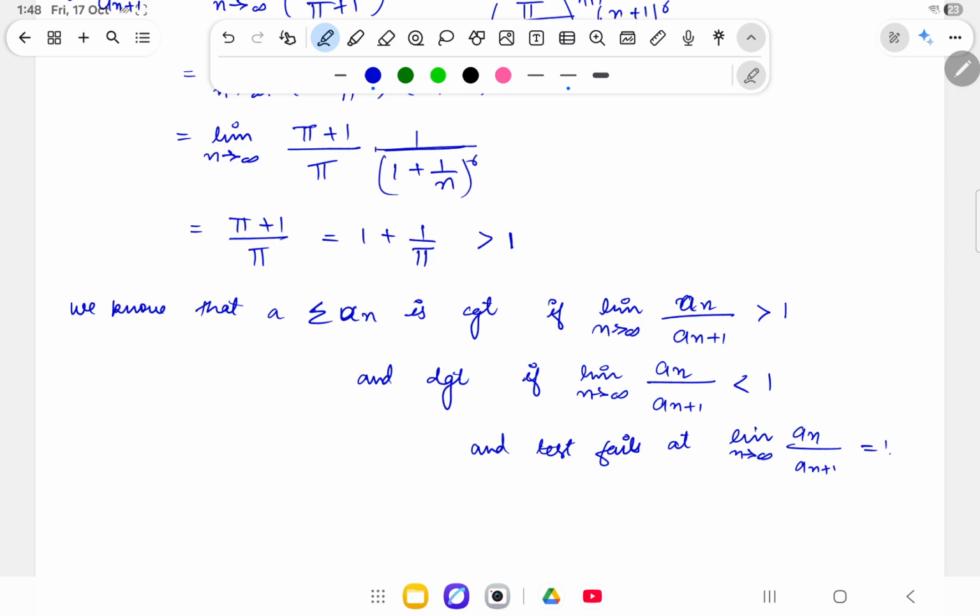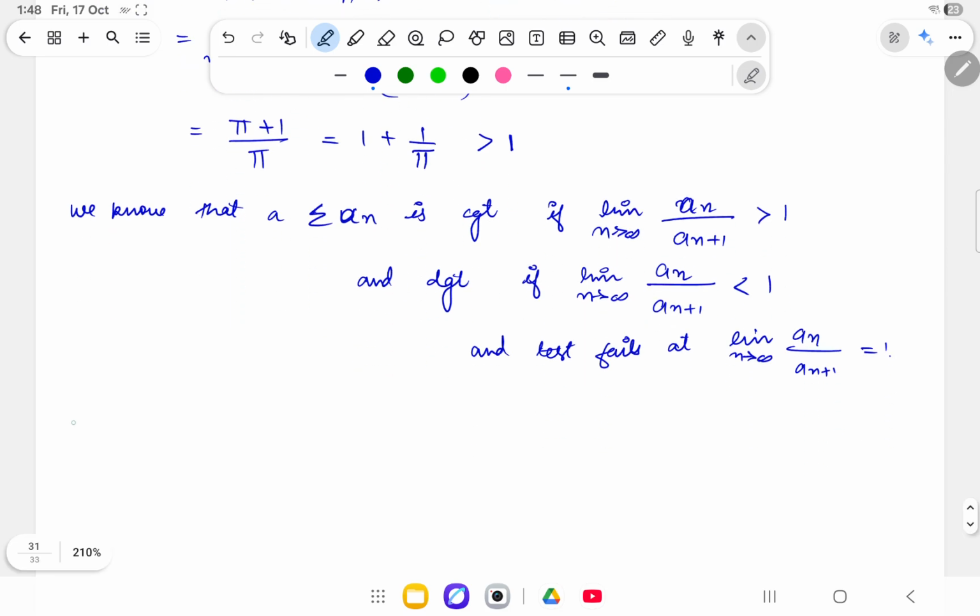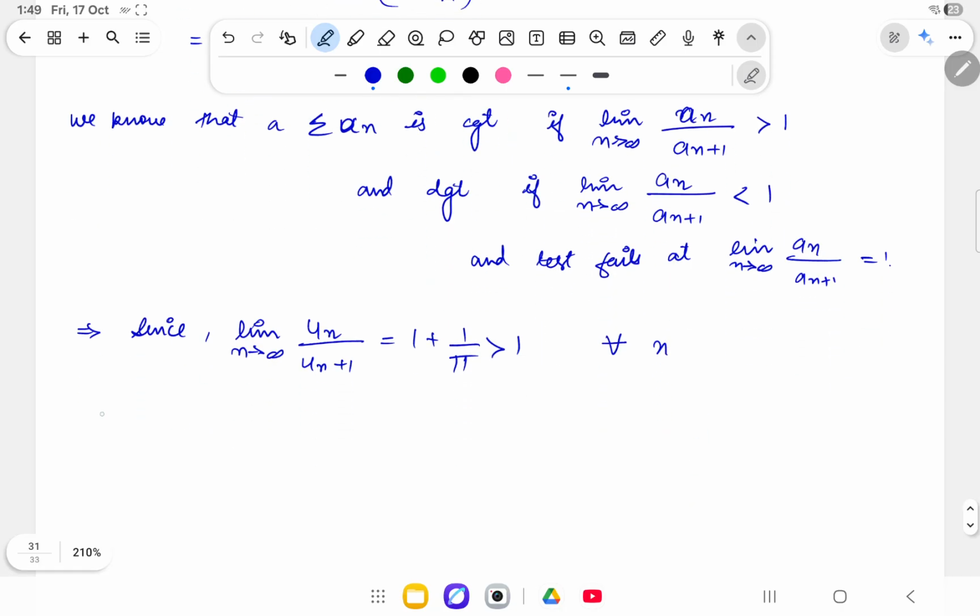So if you see that in our case our limit turns out to be greater than 1. So from here we can say that our series is convergent, since our limit, that is limit n approaches infinity un by un plus 1, is equal to 1 plus 1 by pi, which is greater than 1 for all n. So from here we can conclude that by ratio test our series is convergent.